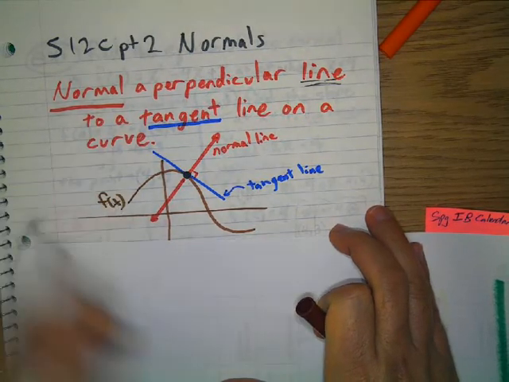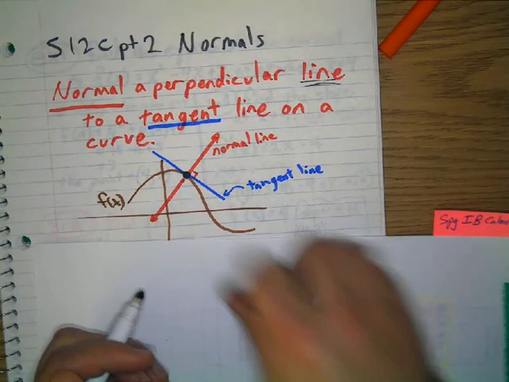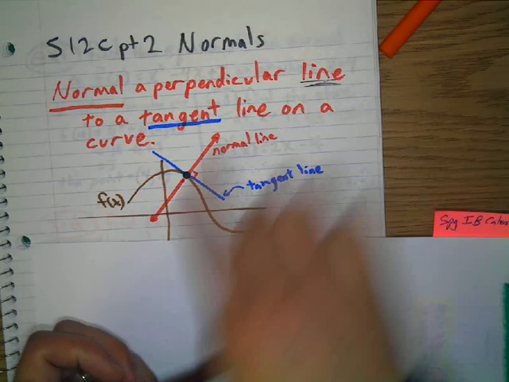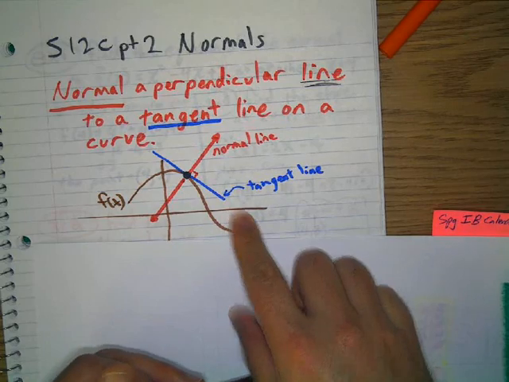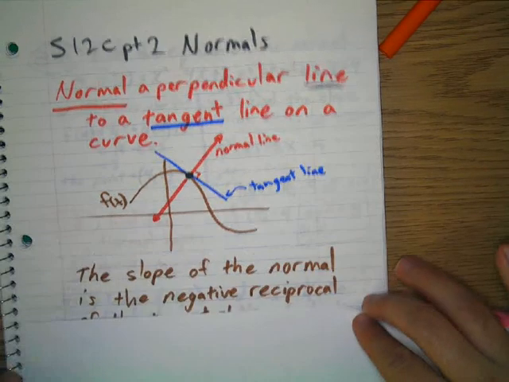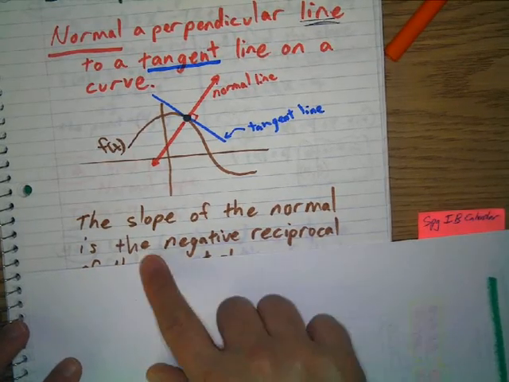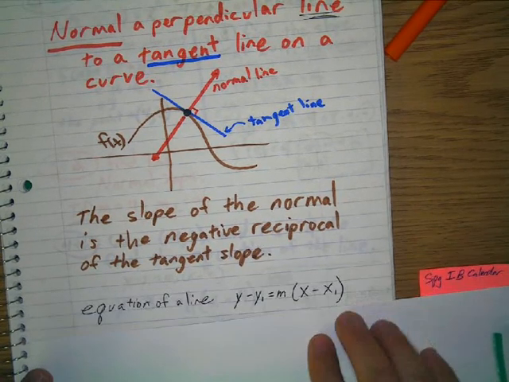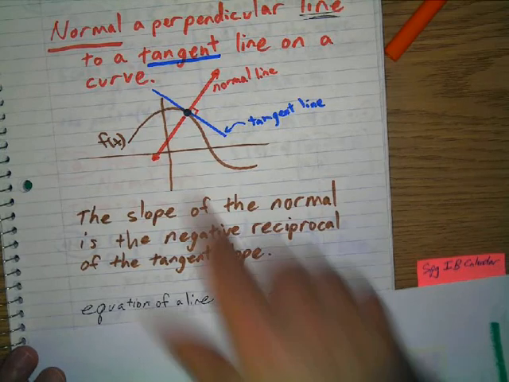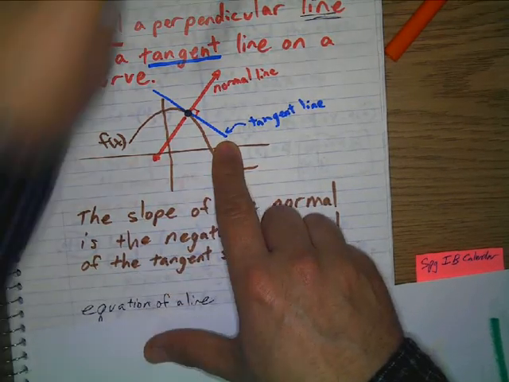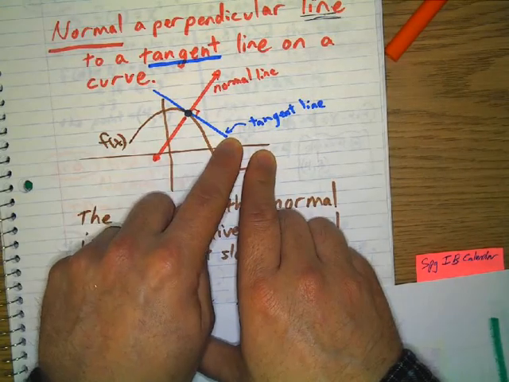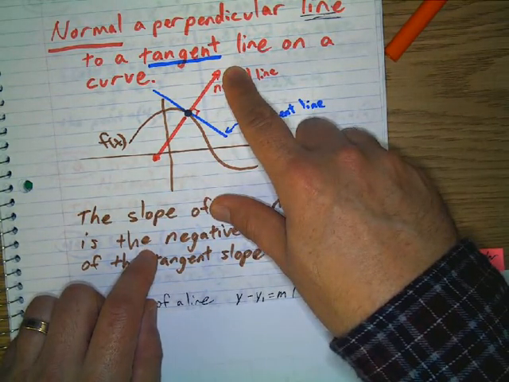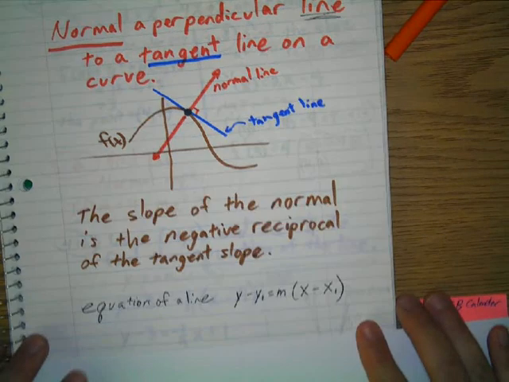The tangent line is a line that touches the curve at one place, and a normal is a line that's perpendicular to the blue tangent line. So the slope of a normal is the negative reciprocal of the tangent slope. So if this slope was, let's just say, negative half, then this would have a slope of positive 2. You'll see an example in a minute.